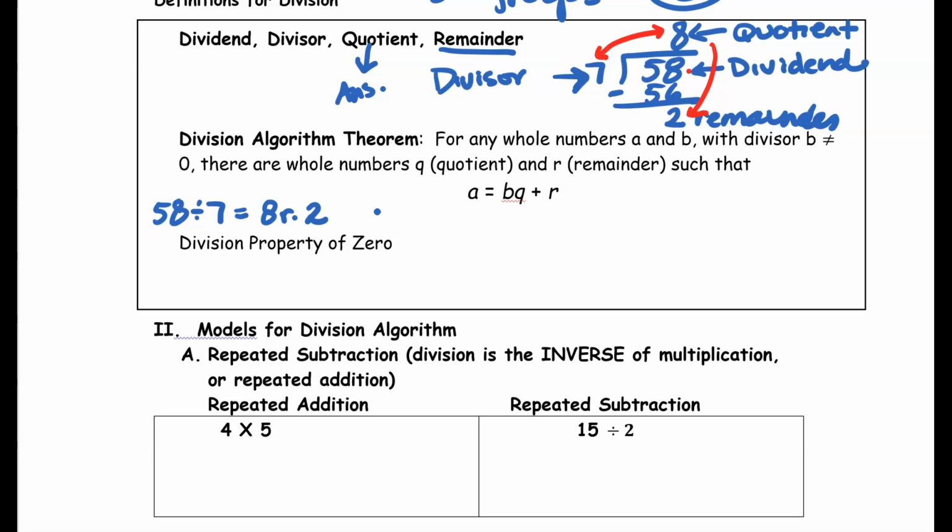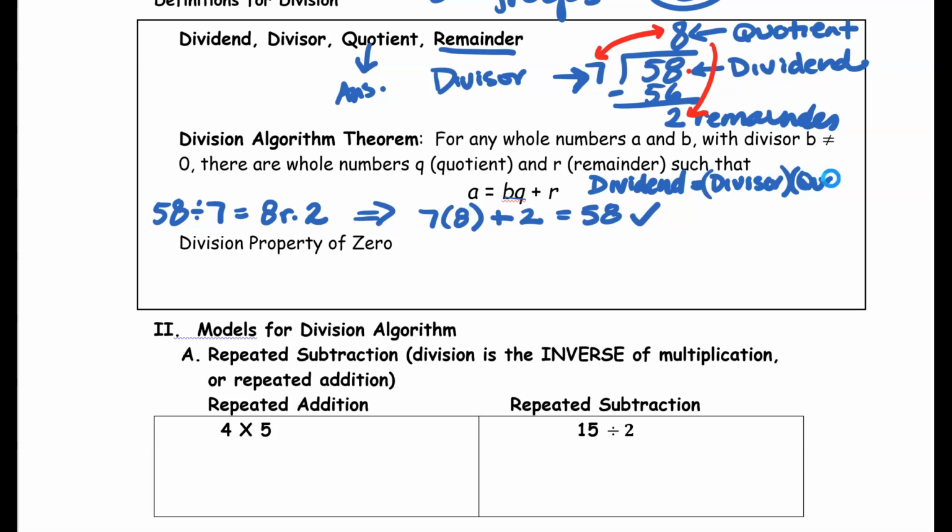So let's try it. We're going to check here, and we're going to say 7 times 8, which is 56, plus the remainder, which is 2, that's 58, so that ends up working. So that's what this division algorithm theorem says. I listed out the variables, that's how the book writes it, but more simply, instead of writing A, you can just say the dividend is equal to the divisor times the quotient plus, I'm running out of room here, but plus the remainder. And that's a great way to check a long division problem.